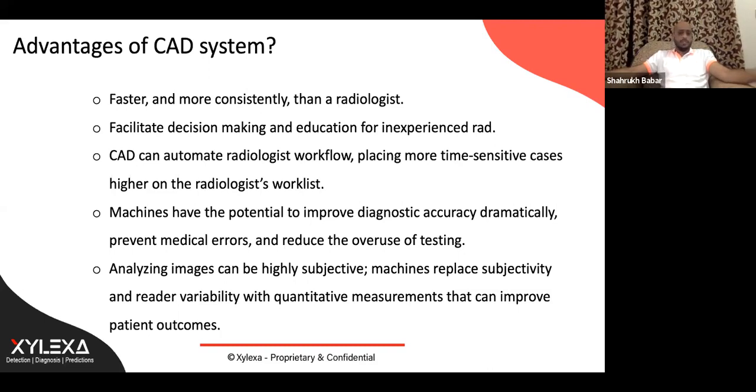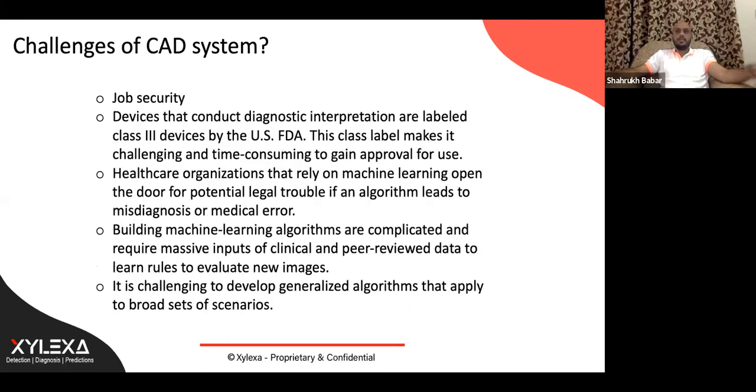Definitely machines have the potential to improve diagnosis accuracy dramatically as compared to human beings, because most of the time, as a radiologist, I feel sometimes my mood may affect my reporting and my decision for the patient. So definitely this is unbiased. A CAD system is always unbiased. There are a lot of advantages of the CAD system. So these are the practical advantages, and definitely there are a lot of challenges.